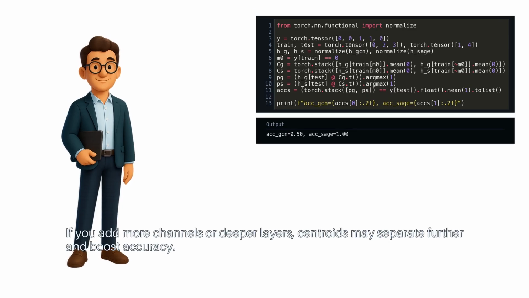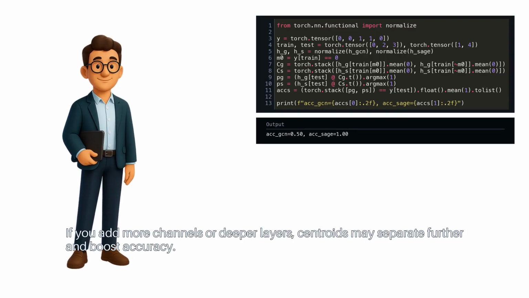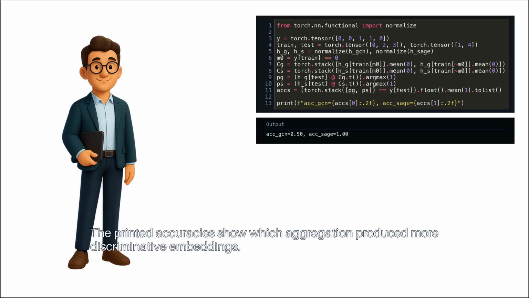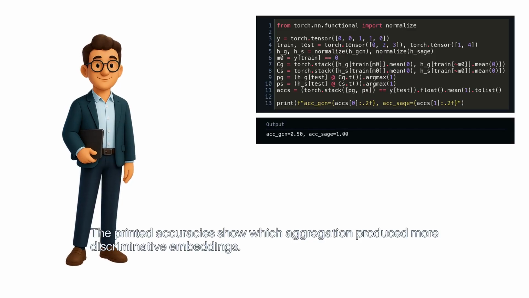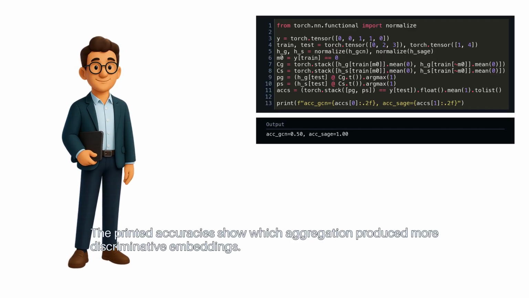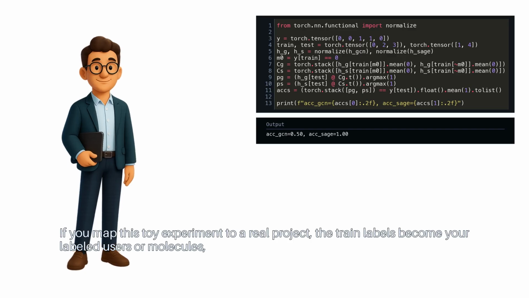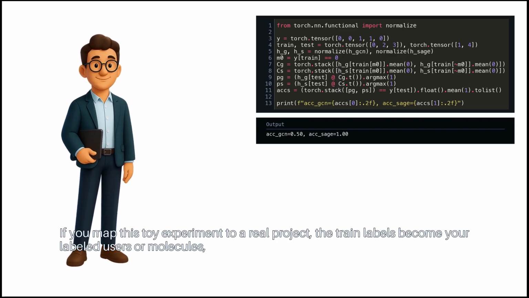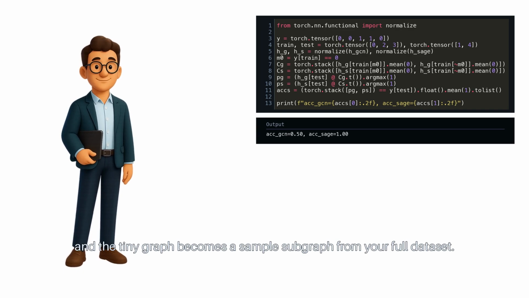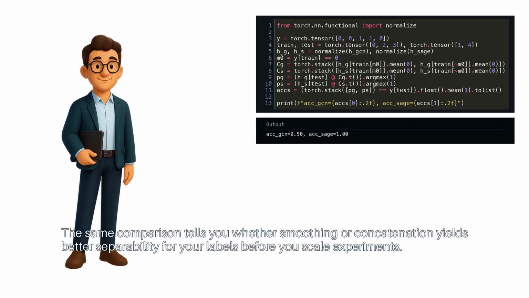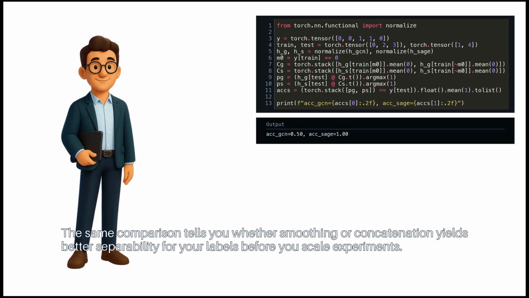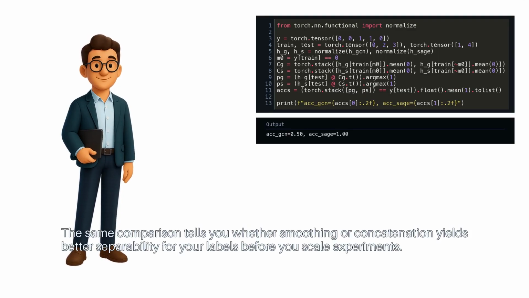If you add more channels or deeper layers, centroids may separate further and boost accuracy. The printed accuracies show which aggregation produced more discriminative embeddings. If you map this toy experiment to a real project, the train labels become your labeled users or molecules, and the tiny graph becomes a sample subgraph from your full dataset. The same comparison tells you whether smoothing or concatenation yields better separability for your labels before you scale experiments.